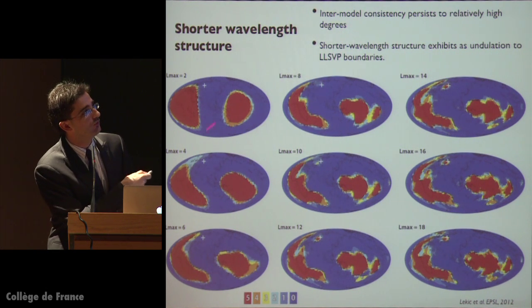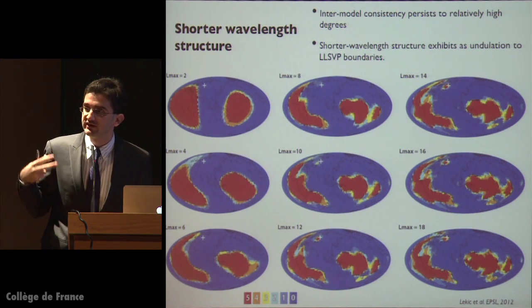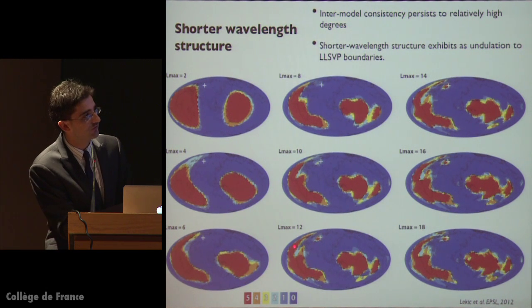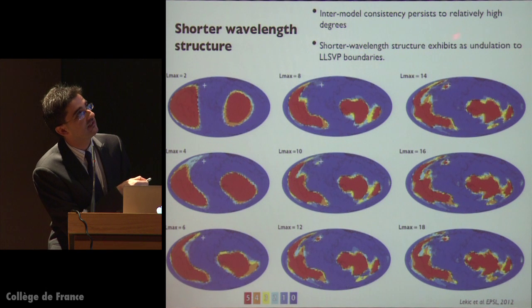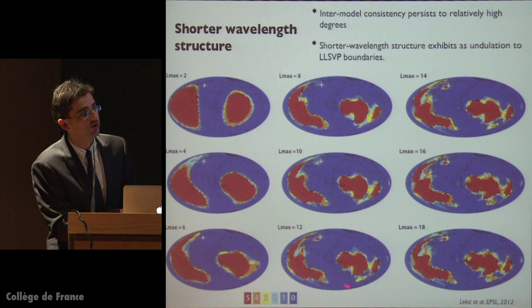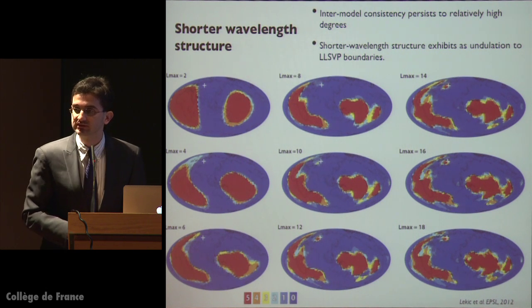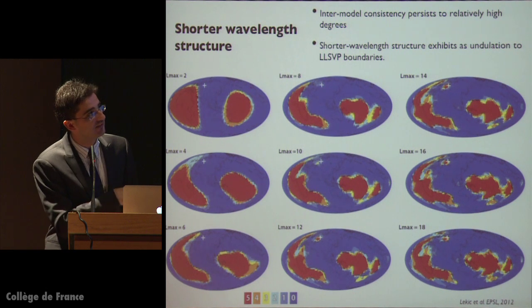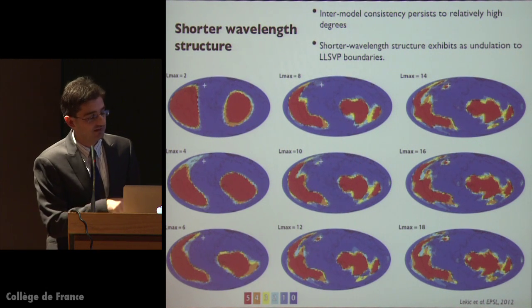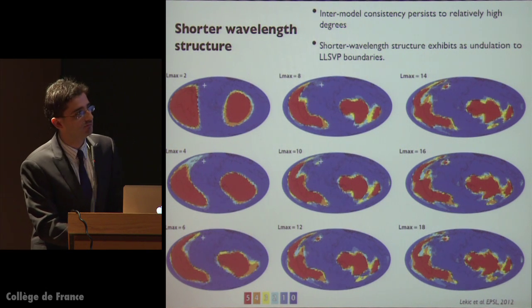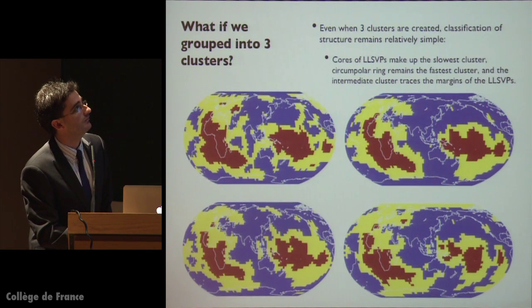But as you start to include more and more higher wavelength features of these models, and you look at the geographic extents of the clusters that you create, you see that the shorter wavelength structure really exhibits itself as an undulation on the borders of these large low shear velocity provinces. It's not that you get holes inside them or spots in the other region. It's really that the borders of these LLSVPs start to undulate.